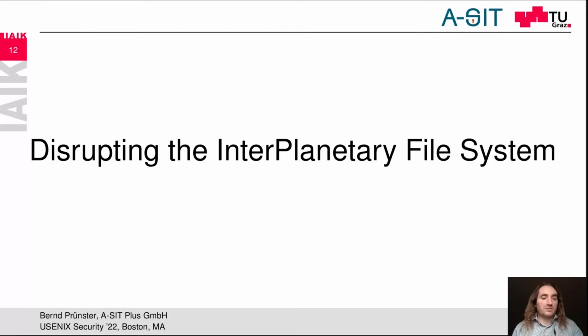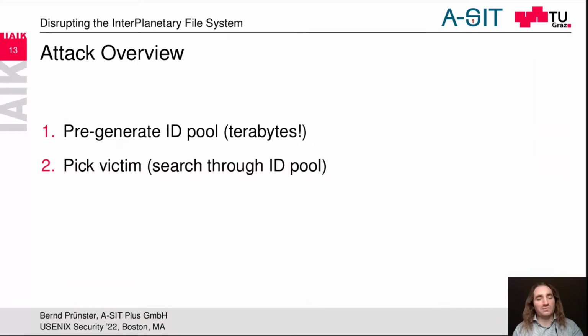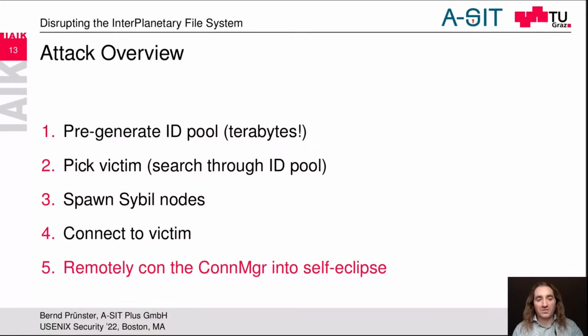So how did we manage to pull off Eclipse attacks on IPFS? Well, we pre-generated identifiers. And if you want to eclipse some target, you just pick an ID, search through the ID pool, and you obtain loads and loads of identifiers that are very close to the target, closer than the rest of the network. Then you spawn Sybil nodes, assign them those IDs, and you connect to the victim. And then you need some magic incantation to make the connection manager actually trim all the honest connections. And we managed to do that within minutes.